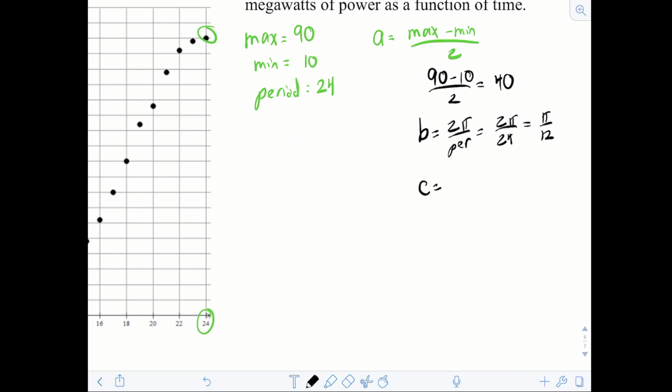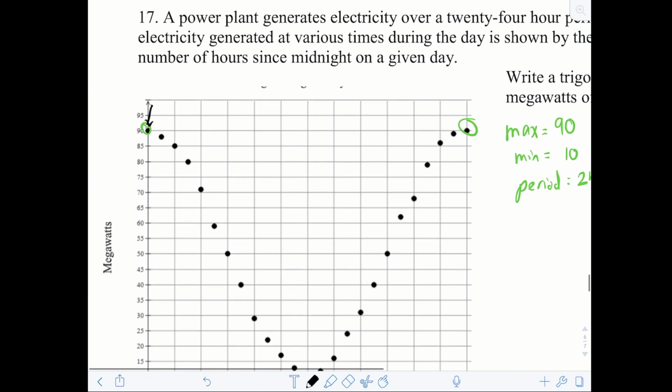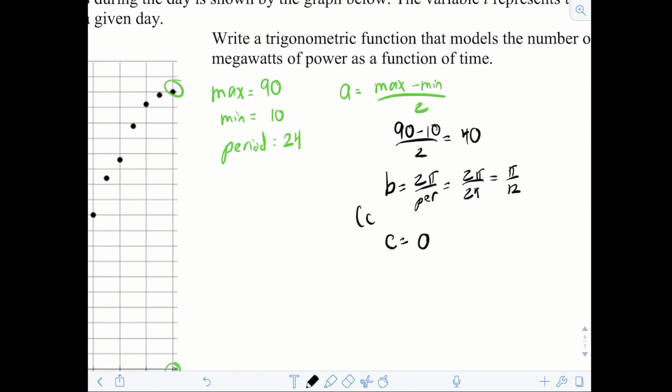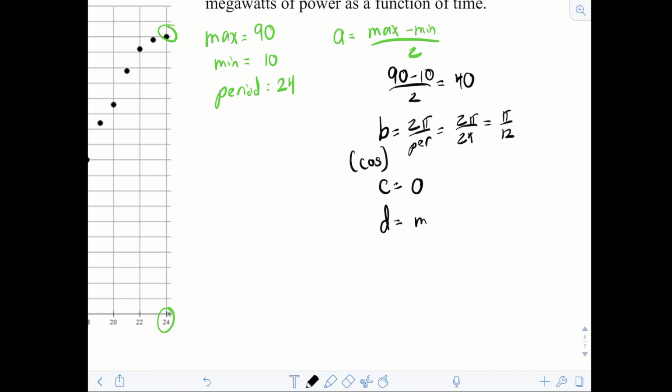Now my C value, it looks like it's right on the y-axis, so I don't need to worry about a different C value. I'm going to say C is equal to 0, specifically if I'm working with cosine from my high point or my low point. And then my D value is going to be the minimum plus the A value. The minimum here is 10 plus 40, so it's going to give me 50.